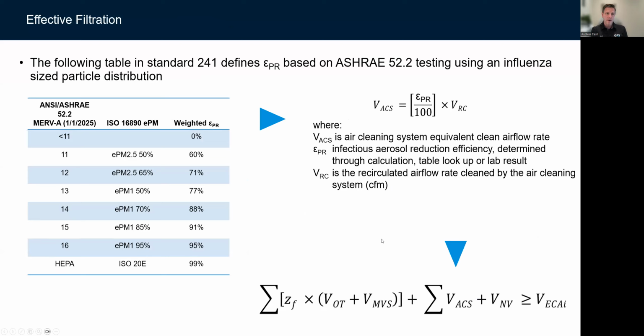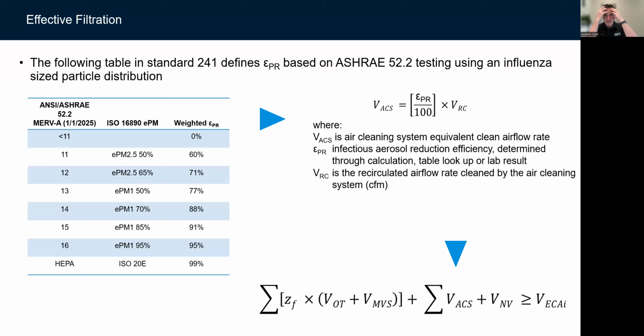Filters are very straightforward. If you look at the standard, there's a lookup value, and you'll notice below MERV 11, there's a 0%. But when you get to MERV 11, you get a 60% removal value for particles, these aerosolized viruses, for all of the air that gets recirculated through a MERV 11. So now you can start doing the math.